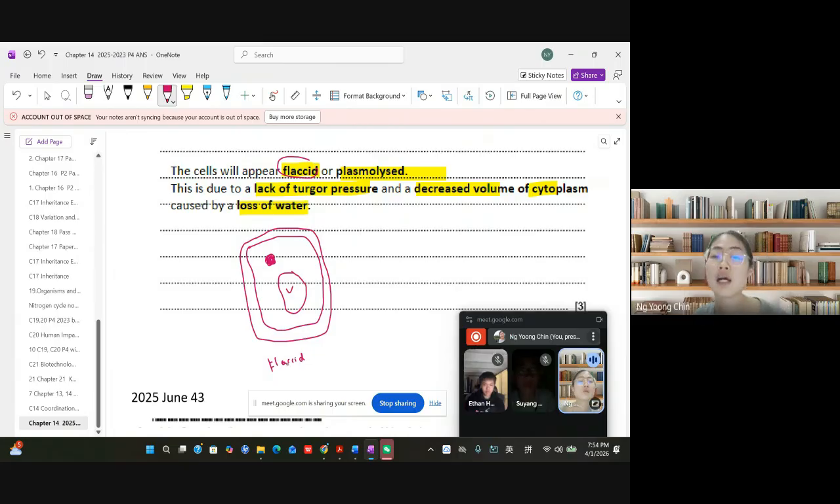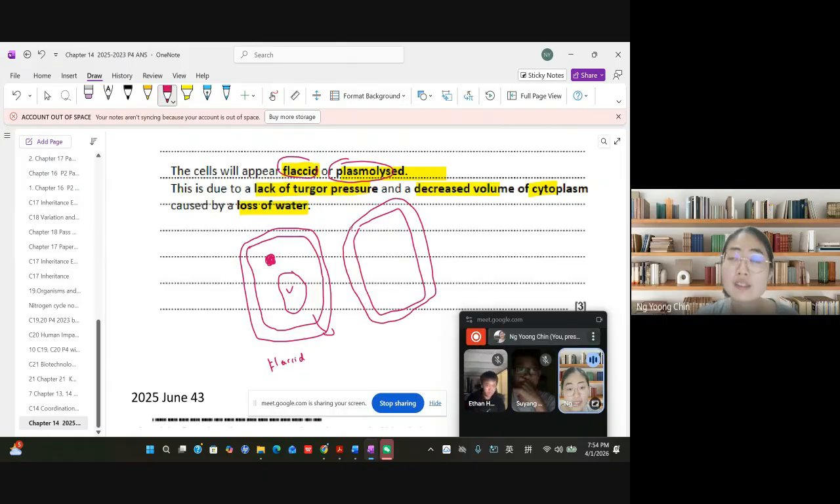But how do you draw a plasmolysed plant cell? You know the appearance of the flaccid and plasmolysed plant cell is different. The flaccid cell refers to a plant cell that has lost some amount of water, which causes the vacuole to reduce in size. But what happens if the plant cell becomes plasmolysed, which means the flaccid plant cell continues to lose water? They just continue losing water, so they will become like this. So this is a plasmolysed plant cell.